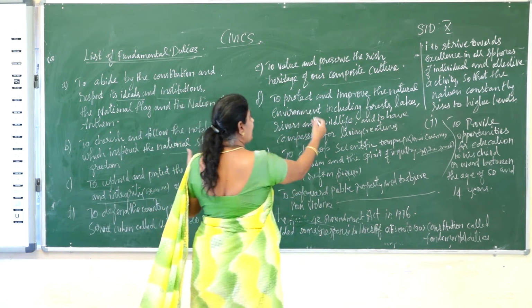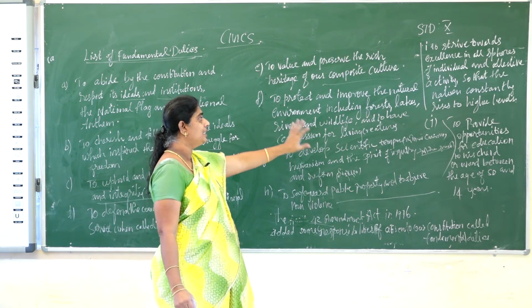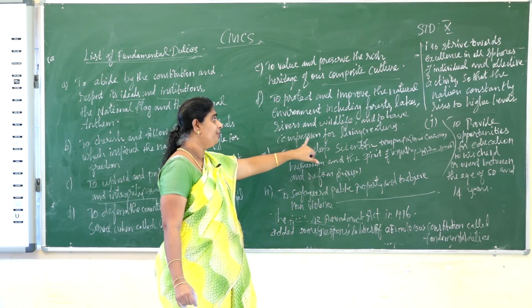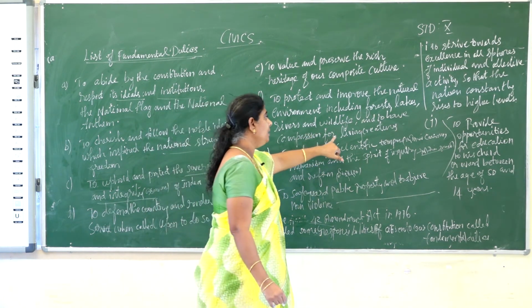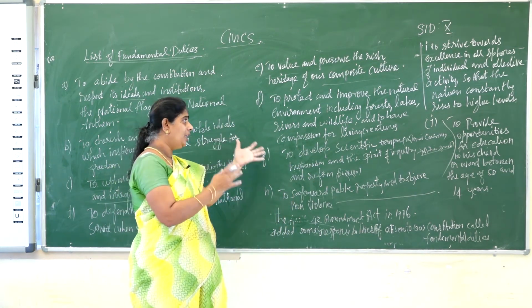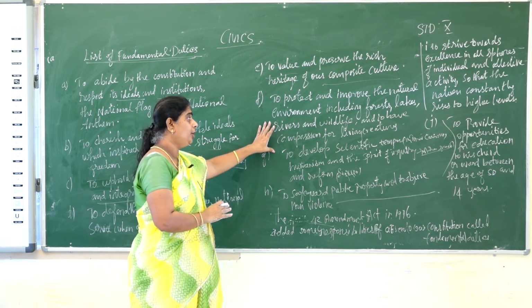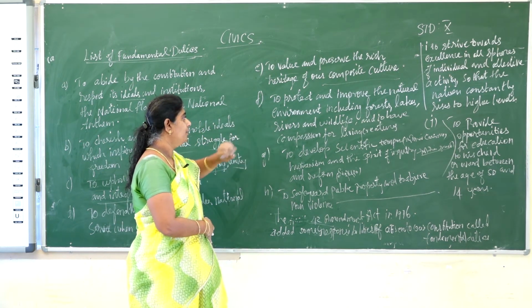That is, to protect and improve the natural environment, including forests, lakes, rivers and wildlife, and to create a good living environment for them. So what do we have to do? For all this we have to help them. At the same time we have to see that they grow. That is the next point.